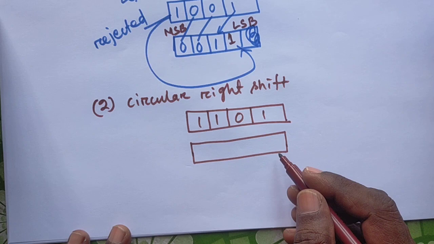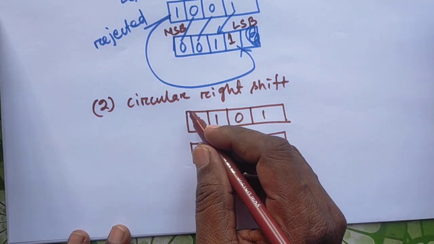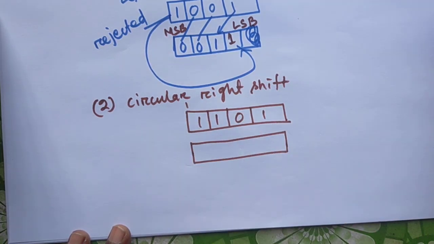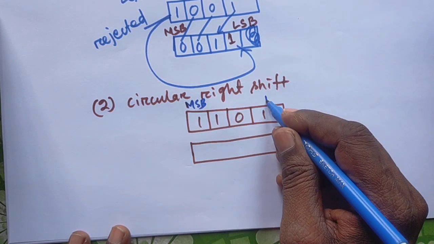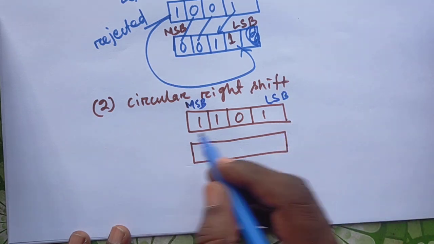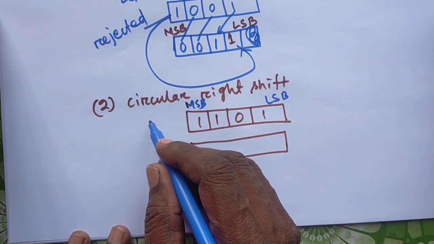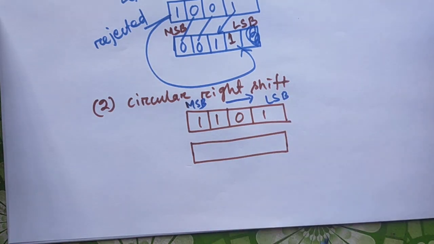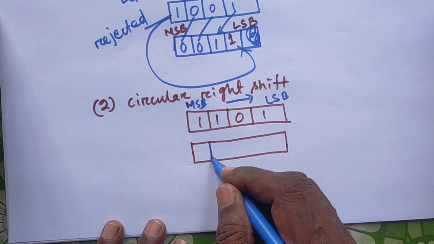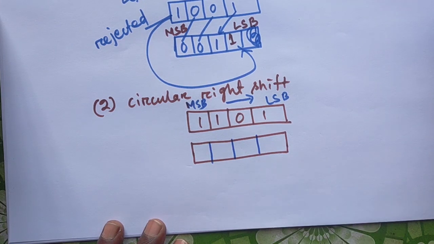4-bit data we can take. And here what happens, right shift means here is the MSB, here is the LSB, and data flows from left to right. Since right shift means left to right, it will flow. So in this case, you see how it will flow.